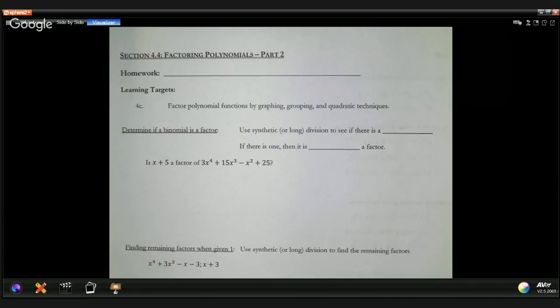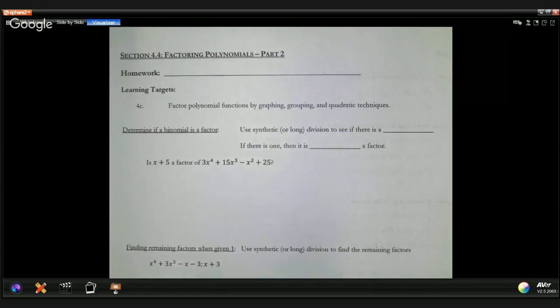Okay, so today we're going to be talking about factoring polynomials, part 2. Yesterday, or the previous lesson, we practiced factoring, and now we're going to continue and see if things are factors. If we have one factor, can we find the remaining factors? And then we're going to graph given factors. So there's lots we're going to do. There are 3 types of problems, and we're going to do one problem at a time.